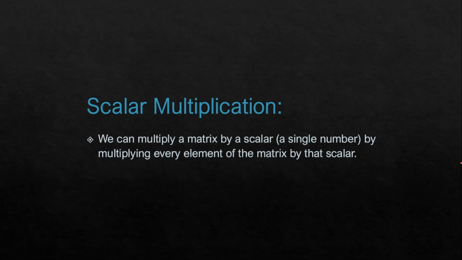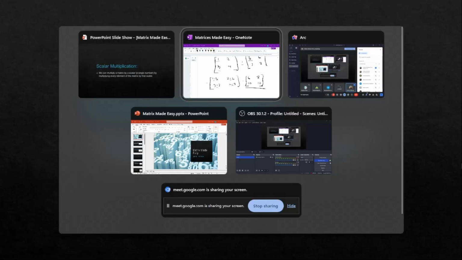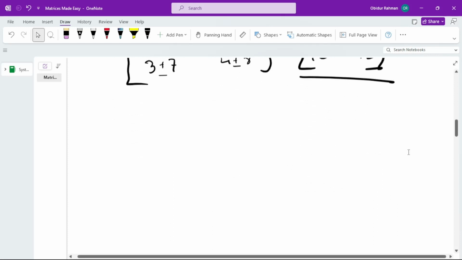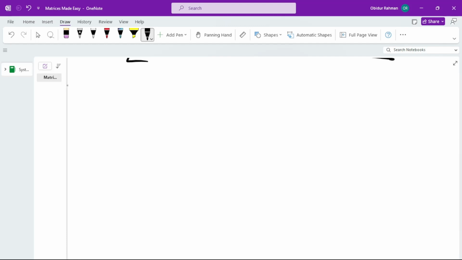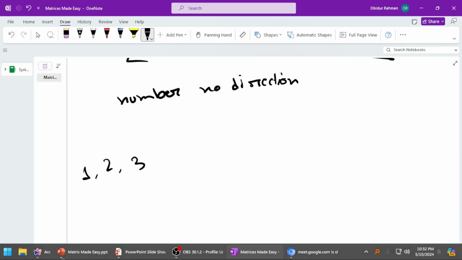Now, the next one is scalar multiplication. Before we dive into what a scalar multiplication is, we have to know what a scalar is. In short, an oversimplification, if we say it in one sentence, it's a number with no direction. It's just a simple number like 2, like 3, like 1. That's it. It's a constant.